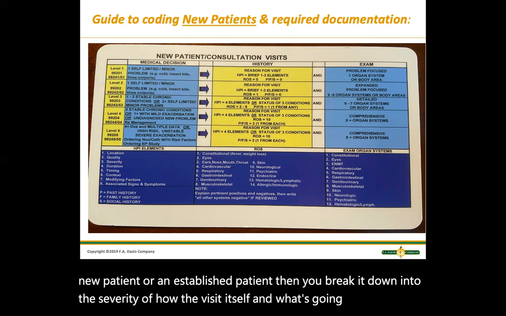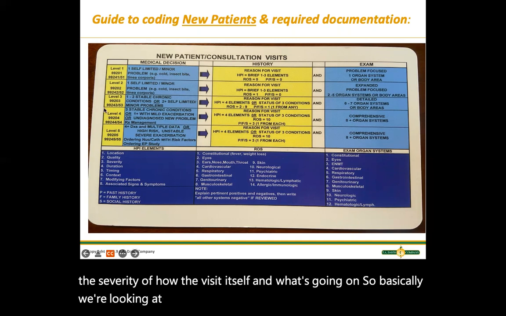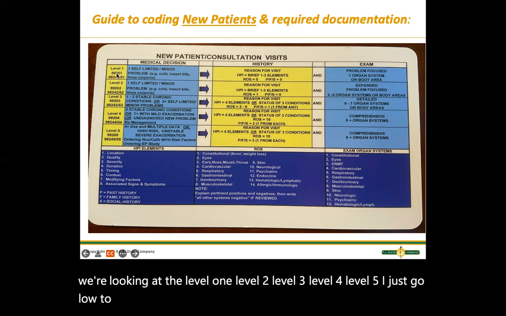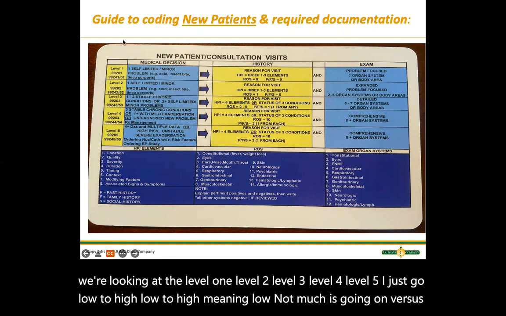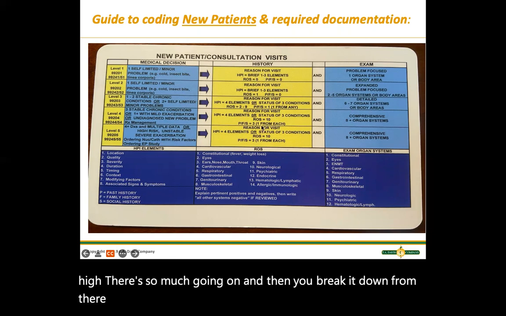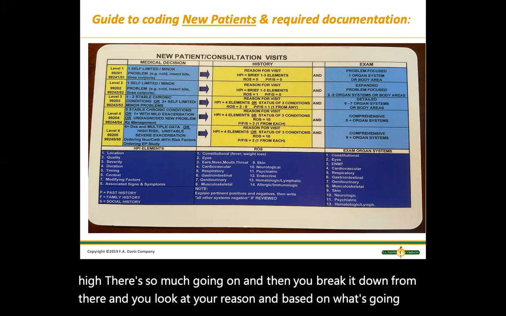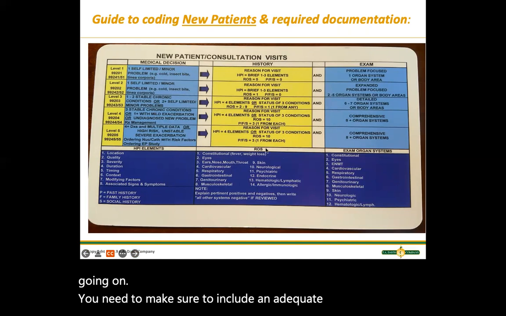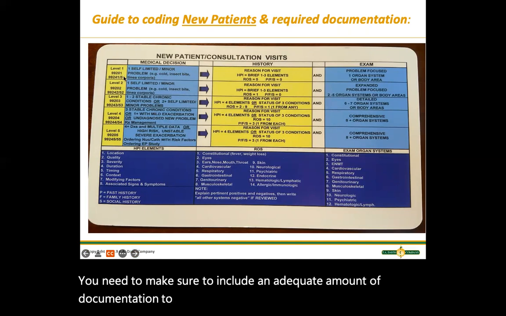So basically, we're looking at the level 1, level 2, level 3, level 4, level 5. I just go low to high. Low to high meaning, low, not much is going on, versus high, there's so much going on. And then you break it down from there, and you look at your reason, and based on what's going on, you need to make sure to include an adequate amount of documentation to justify why you are coding it at the level you're coding it.